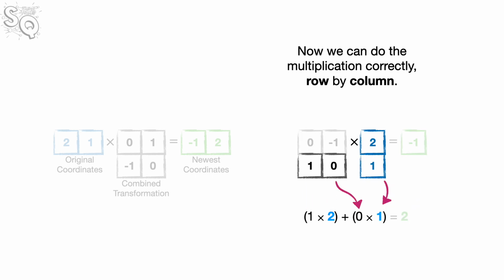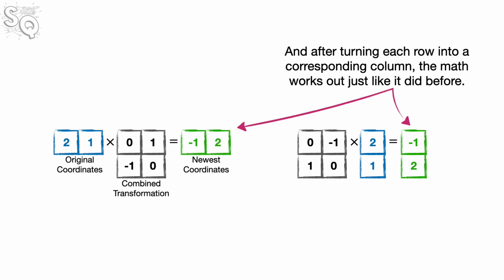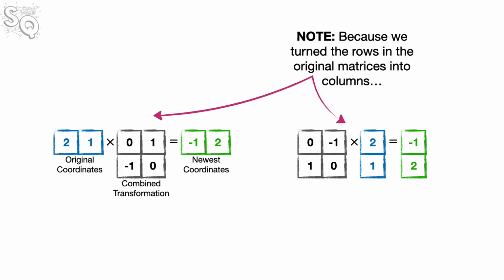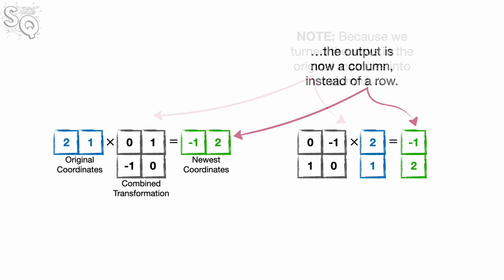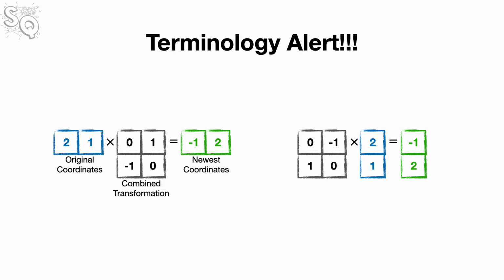And after turning each row into a corresponding column, the math works out just like it did before. Note, because we turned the rows in the original matrices into columns, the output is now a column instead of a row. Oh no, it's the dreaded terminology alert.